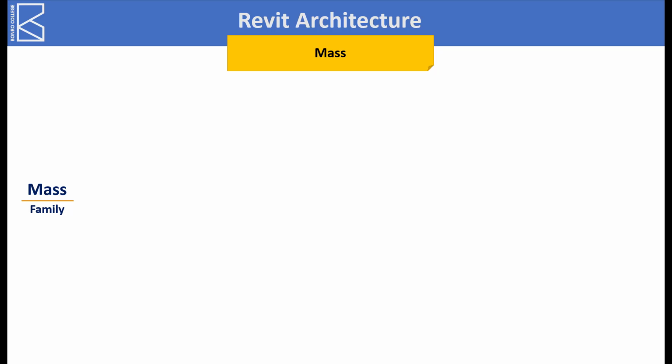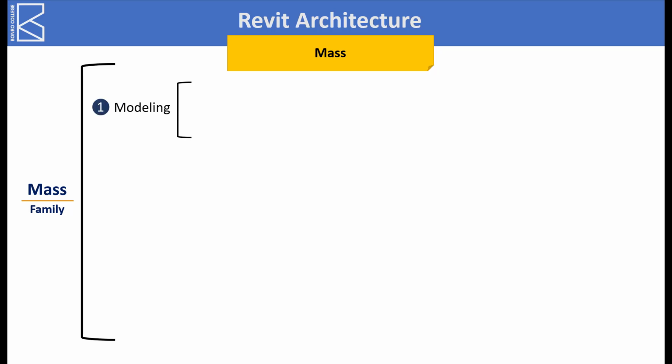Well, mass basically has three main functions. Number one, the first one is modeling complicated shells, and not just shells, anything. Any volume. It can be anything.